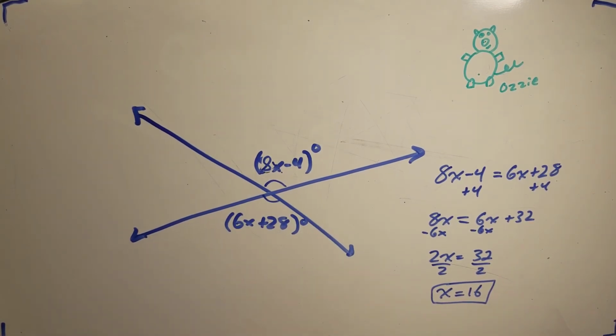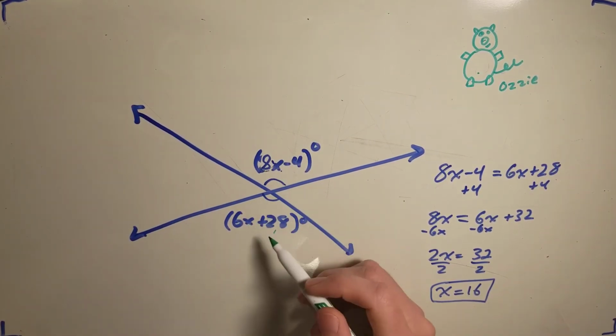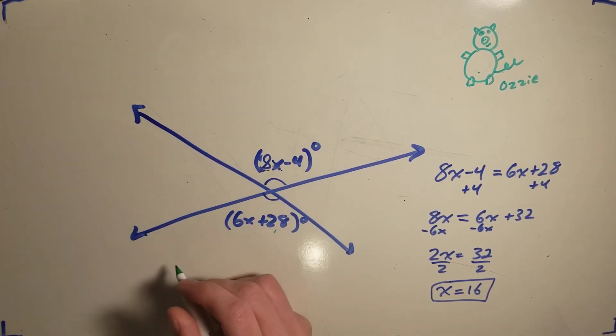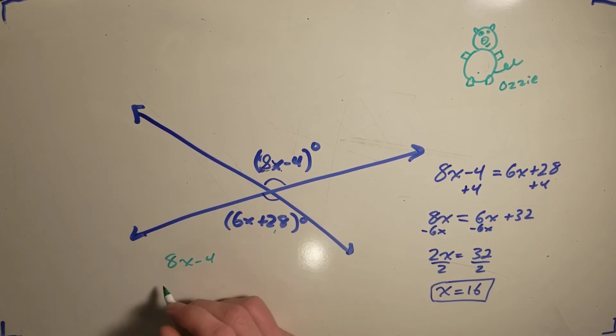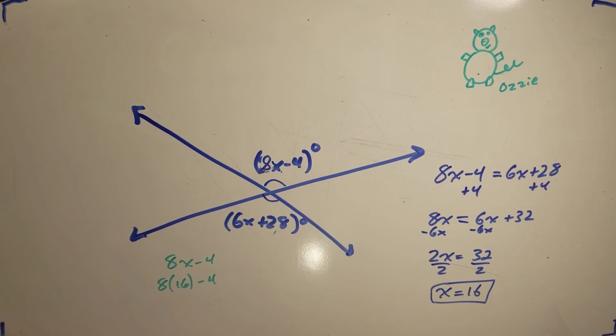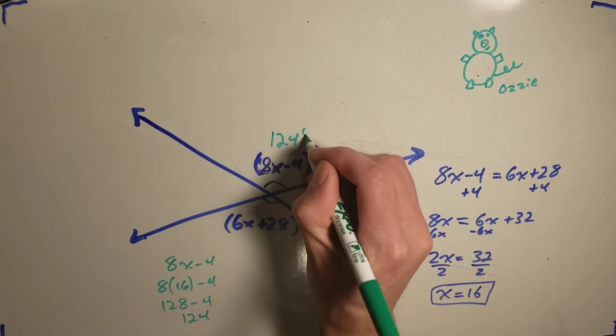Now our second part is to find the measure of each angle. If we did this correctly, when you put your value of x into both angles, since they're vertical, they should have the same outcome. Let's go up here at the top. We have 8x minus 4, and we're going to substitute in a 16. So 8 times 16 minus 4. 8 times 16 gets us 128, minus 4, that's going to equal 124. So this angle has a measure of 124 degrees.